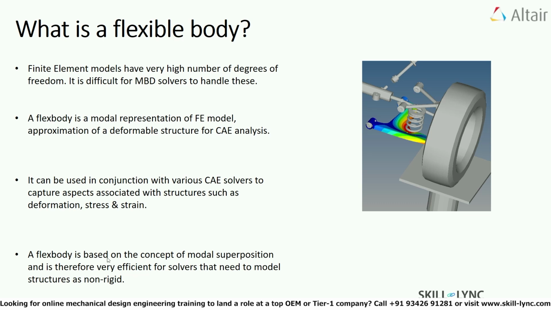Okay, moving on to the next point, I believe you all would have heard the word superposition. It is basically the net response caused by two or more stimuli. It is the sum of the responses that would have been caused by each stimulus individually. So another way to picturize or understand what a flexible body is, is by correlating the formation of the flexible body to the concept of modal superposition. This makes it very efficient for the solvers that need to model structures as non-rigid. I will explain in detail how this happens in the upcoming slides.